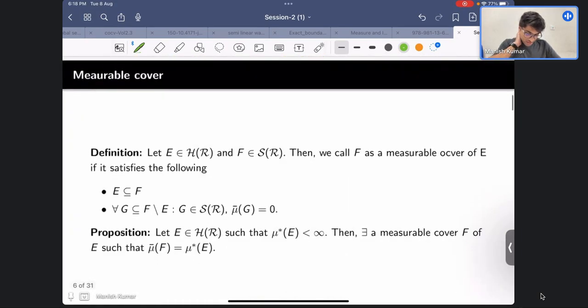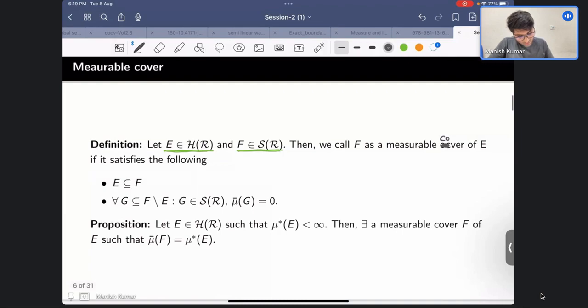Okay, so this is the measurable cover. The definition says that suppose you have any element E in H of R, which is the biggest possible ring you can talk of, and suppose F is a mu star measurable set. Then we say F is a measurable cover of E if it satisfies: E is contained in F. What does this mean? This means that the set F covers E.